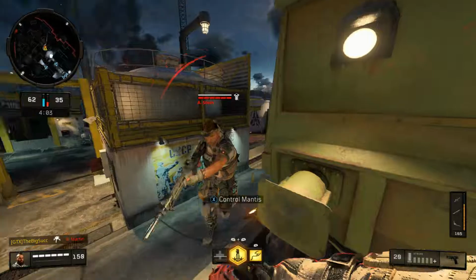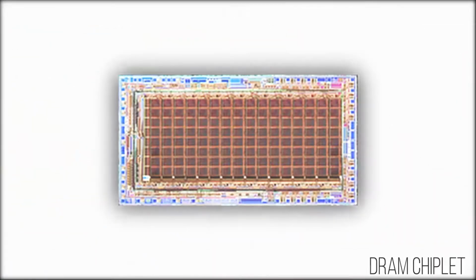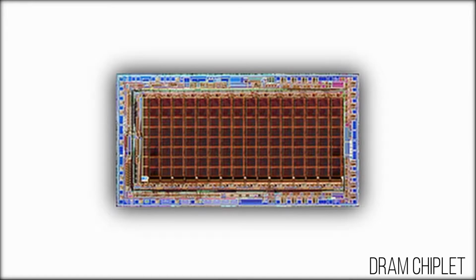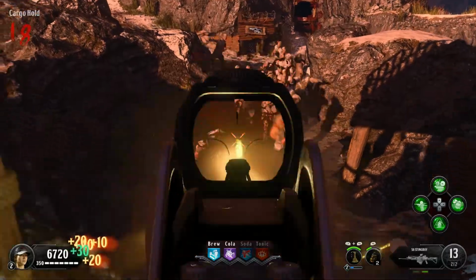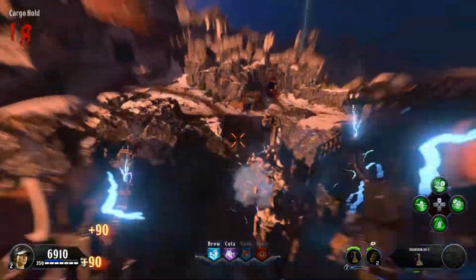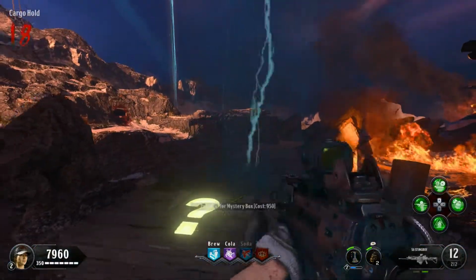Now, taking a look at an actual DRAM chiplet, and heavily oversimplifying, all RAM is a large 3D array of capacitors blocked off into bytes. Your CPU or GPU can then load instructions from these bytes and then read or write to them. Now, this is an incredibly oversimplified look into your system's volatile memory.